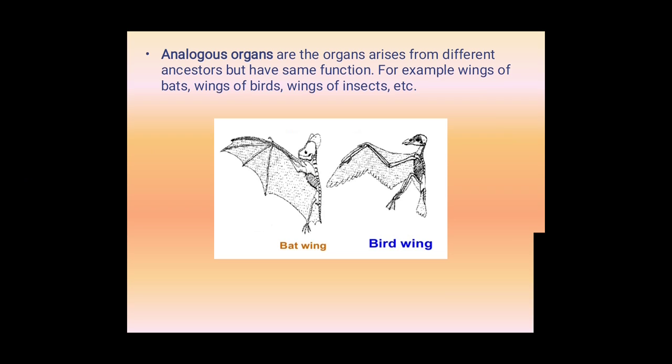Analogous organs arise from different ancestors but have the same function. Example: wings of bats and wings of birds, both are similar and their functions are also similar. Wings of insects are also an example of analogous organs. Different ancestor, but same function.